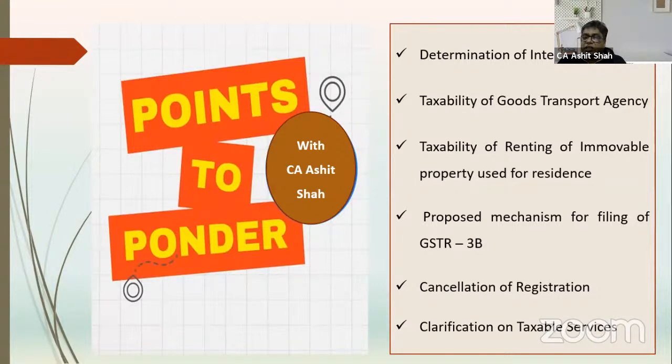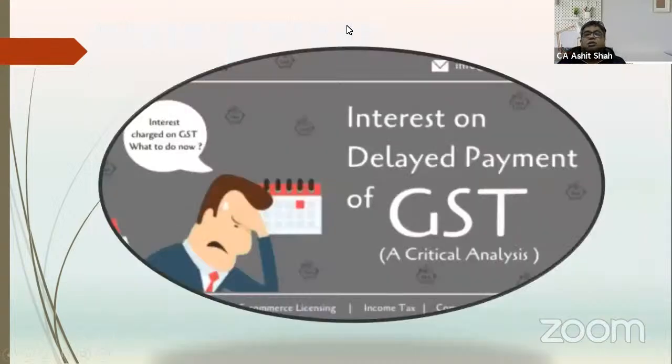Next one is the cancellation of registration and its revocation. And the last one is certain other changes notified by way of a clarification which was issued in the month of August 2022. Now let's go to the things one at a time. First one is the interest on delayed payment of GST.